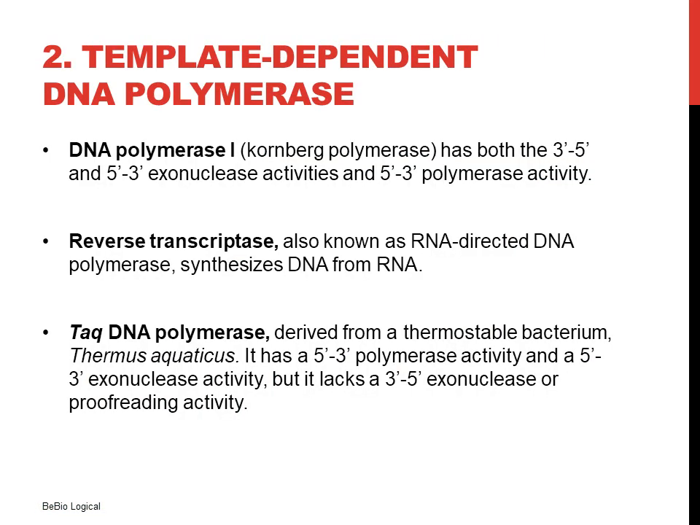After nuclease enzyme, the next important enzyme is template-dependent DNA polymerase. These are DNA polymerase enzymes that synthesize new polynucleotides complementary to an existing DNA or RNA template. Different types of DNA polymerase used in gene manipulation are DNA polymerase 1, or Kornberg polymerase, which has both 5' to 3' and 3' to 5' exonuclease activities and 5' to 3' polymerase activity.